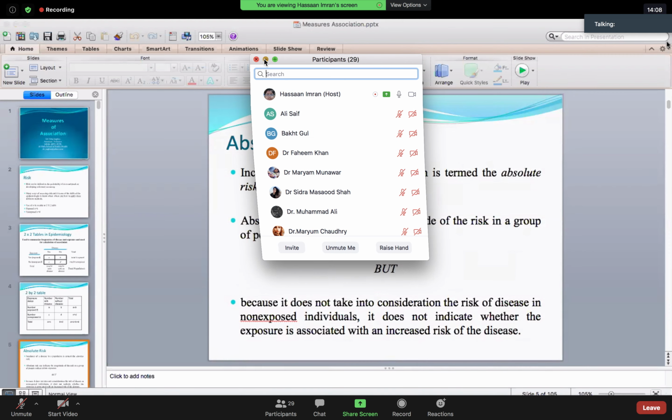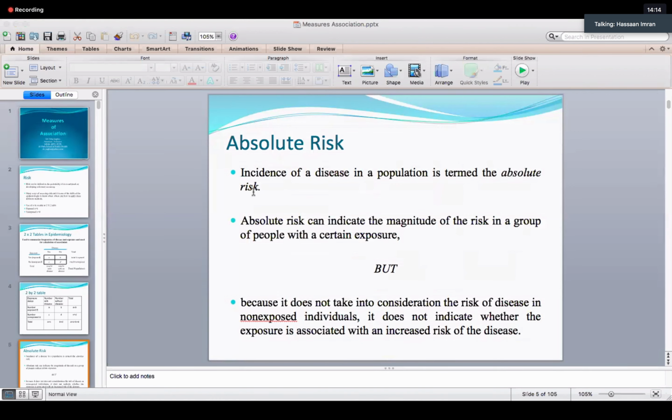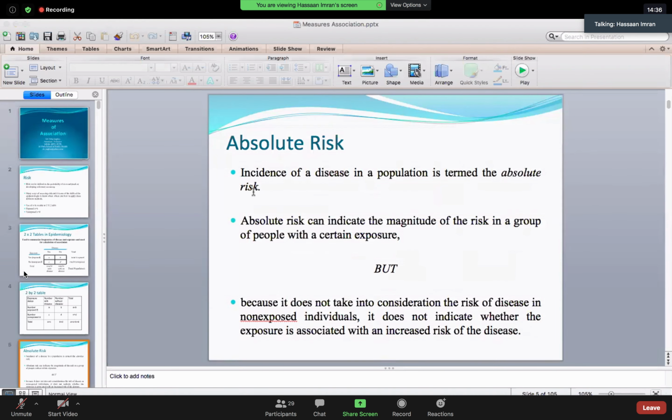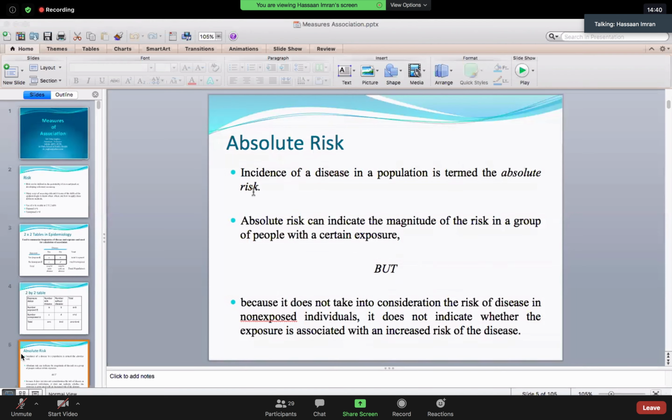Now, what is an absolute risk? I told you last time, whenever we were talking about incidence, that incidence is basically a risk measure. Why is it a risk measure? Because it takes the time element into account, and this is something that we generally see among those who are exposed to certain risk factors, isn't it? Yes. So this is something that we generally look at among those who are exposed to a certain risk factor.